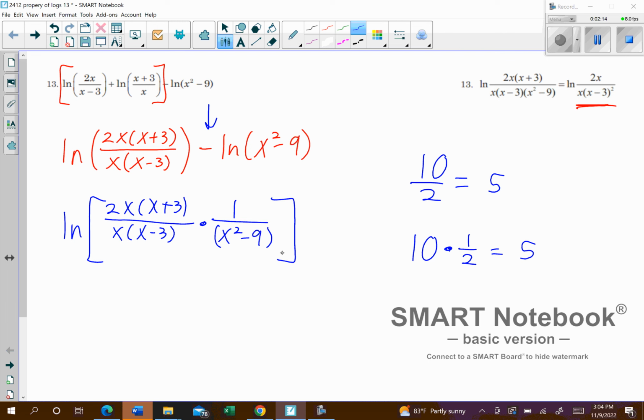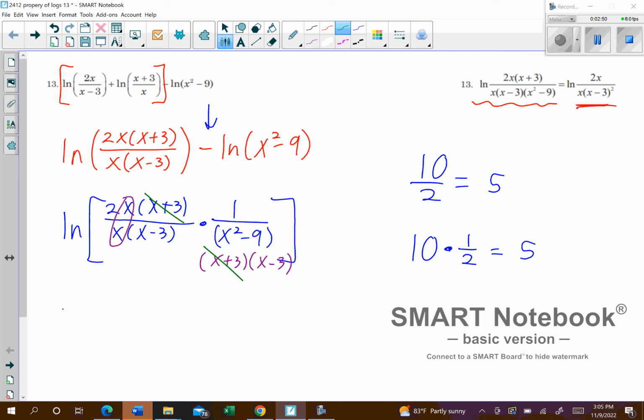And then what you can see from here is that we pretty much have that first part of the answer right there. If you were to multiply this together, that's exactly what we have right here. But we want to go ahead and simplify this a little bit further. The easiest thing to see that can cancel out are the x's right here. And then the x squared minus 9 is going to factor into x plus 3, x minus 3. And so what we can do here is cancel out the x plus 3's like that.